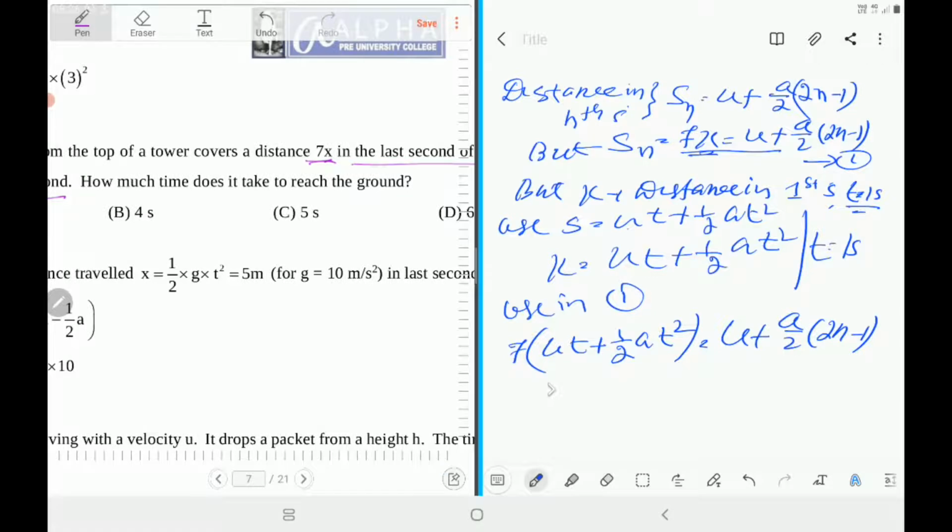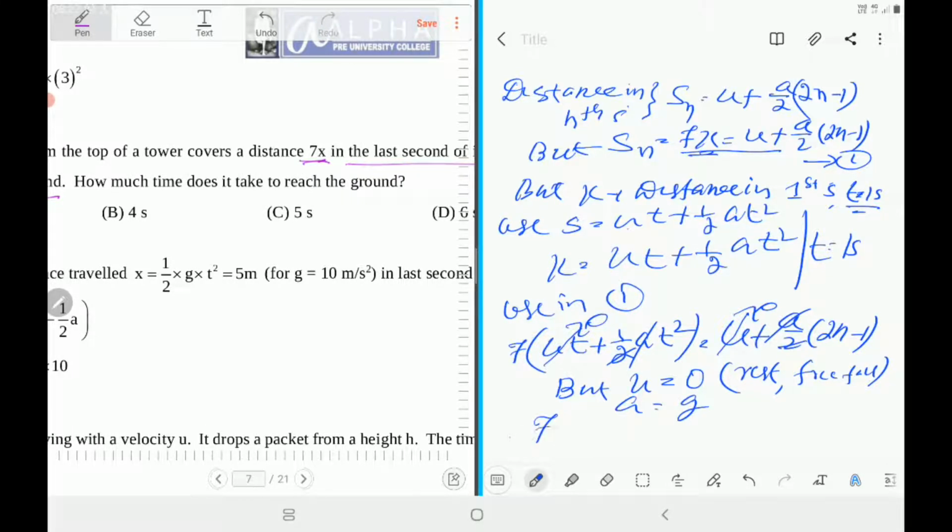In both the cases, what is u? The body started from rest. Rest means free fall. Fell from rest. What's a? a is g, in fact minus g, since downward displacement is negative. As I told you, everything is negative, so the minus cancelled. So the first term is gone, u gone. Then acceleration also gone and 2 also gone. So you have, in the bracket, 7t squared that equals 2n minus 1.